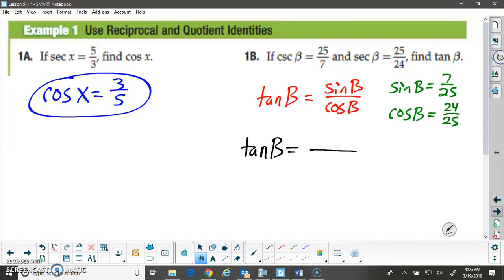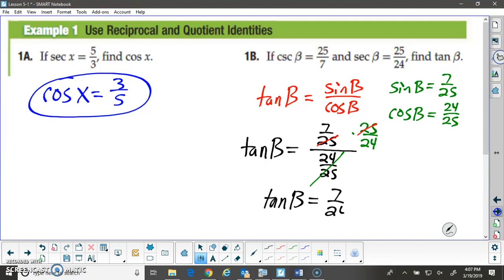Let's see here. Sine of beta is 7/25. Cosine of beta is 24/25. This is a complex fraction. So if you take the top times the reciprocal of the bottom, then this is gone. And you can see you can cancel your 25s. So we end up getting the tangent of beta equal to 7/24.